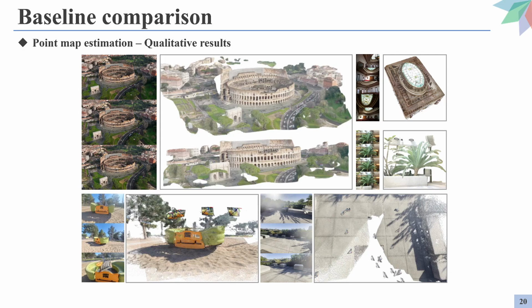These qualitative examples show the quality of VGGT's 3D point predictions. The model produces clean, detailed point clouds and accurately captures fine structures across a variety of scenes.